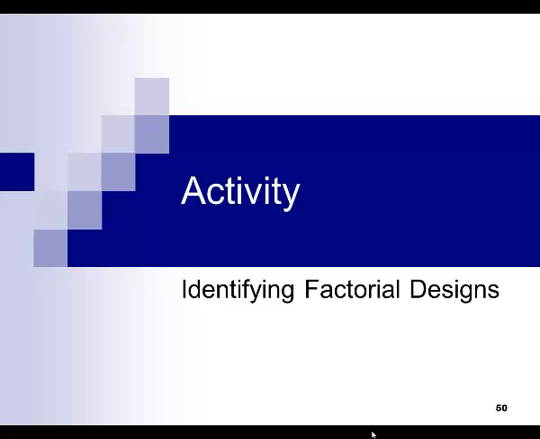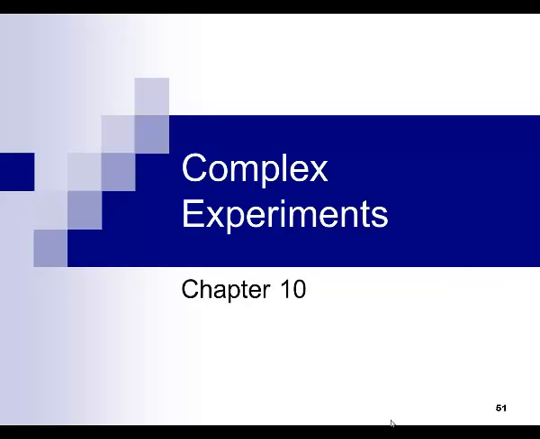You're going to have an activity. If you're in the face-to-face class, we're going to do this activity in class. But if you are in the online class, I will present the information to you and also give you the key. It's something that I really think is very important to helping you flesh out these issues with factorial designs, really understand what the independent variables and the dependent variables are in these studies, and also repeated measures designs. So that's the end of Chapter 10.